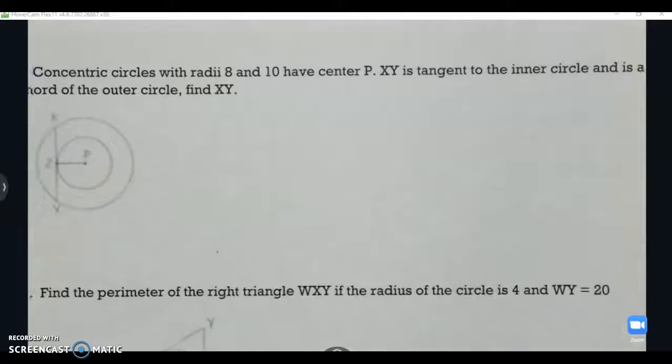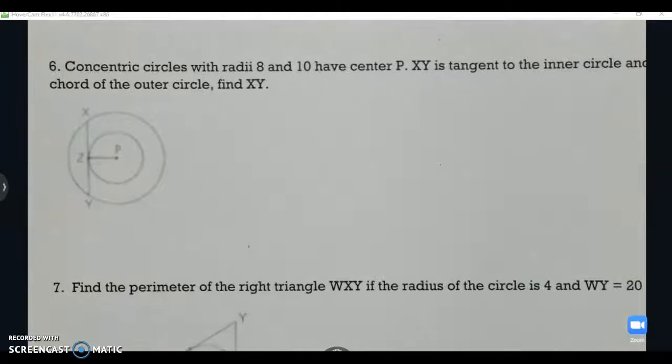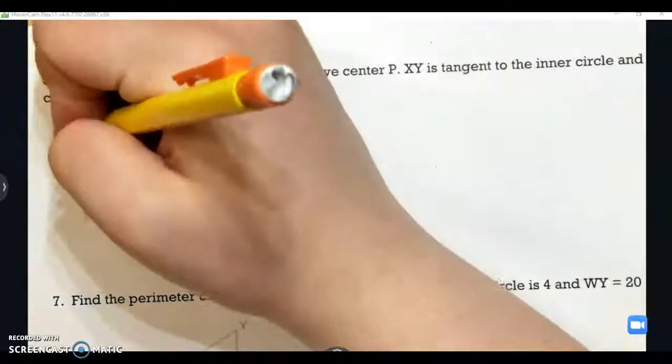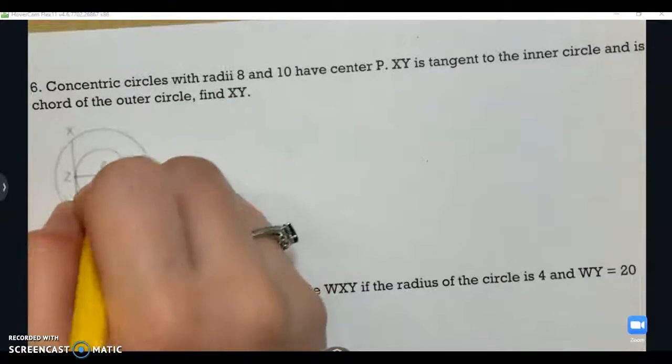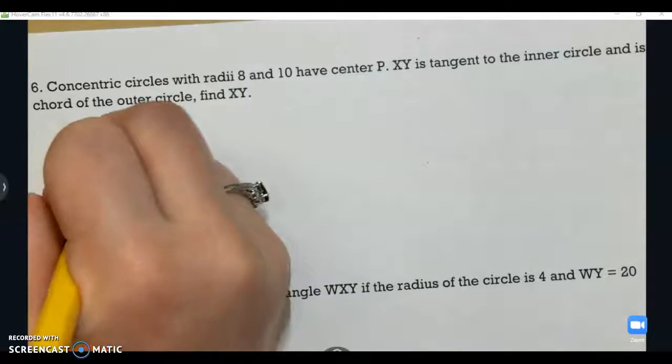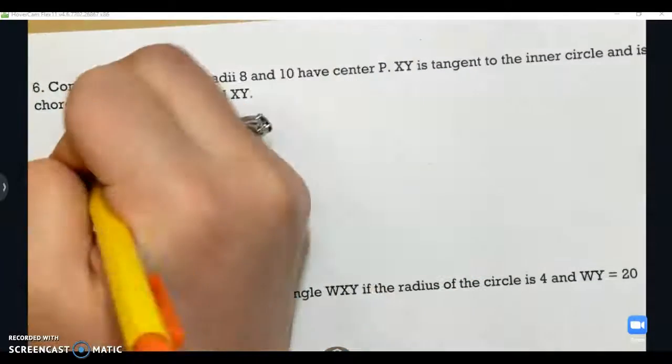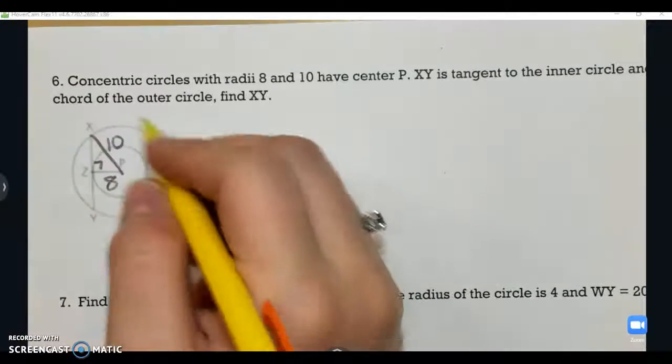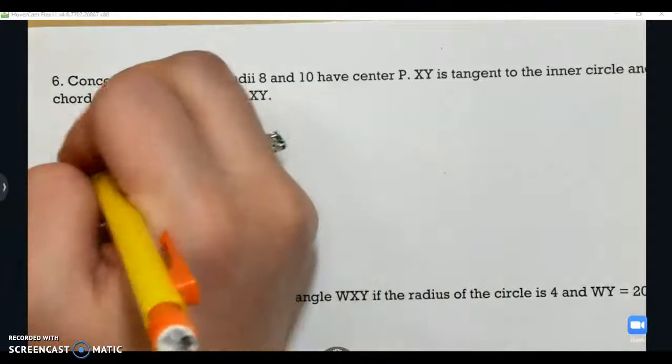Right. Almost done with 10-4. We have concentric circles with radii of 8 and 10 that have the same center P. If XY is tangent to the inner circle and is a chord of the outer circle, find XY. So this is kind of a review of the very first section we did together, where we're going to be drawing in those radii. So the smaller circle would have a radius of 8, and my larger circle would have a radius of 10. If this is tangent, I know this forms a right triangle, so this is part of the 3, 4, 5 family. Each side's been multiplied by 2.